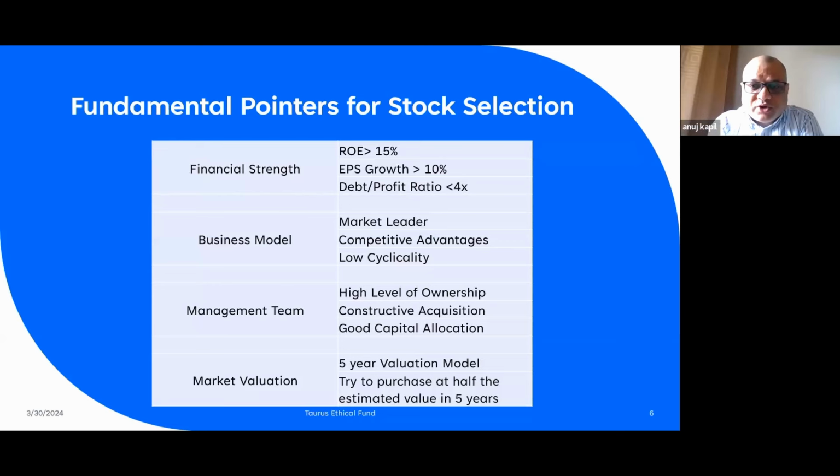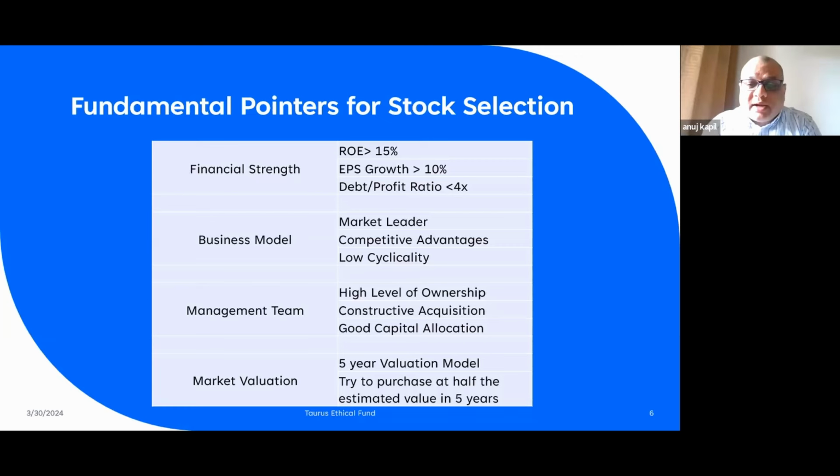These are some of my key parameters for stock selection, where I like return on equity to be greater than 15%, EPS growth on a year-on-year basis above 10%, and debt to profit ratio less than 4x. And then coming to the business model, it has to be a market leader. It has to have some kind of moat. It has to have some kind of market share. It has to have some kind of competitive advantage over their peers in the same sectors.